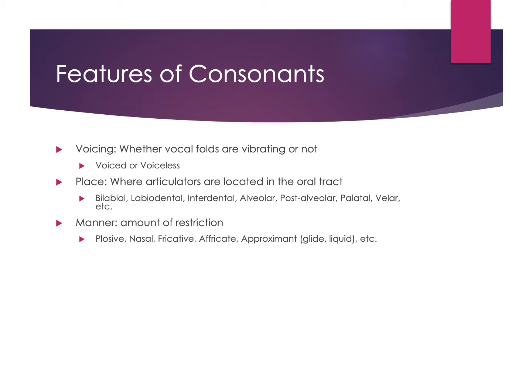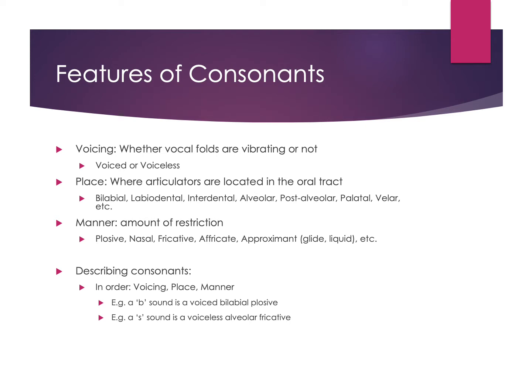And we talked about how these are the main terms that we're going to use to describe consonant sounds in languages of the world. So in order, we have voicing, place, and manner. It doesn't really matter if you use it in that order, but that is the standard that you'll typically see. So a b sound is a voiced bilabial plosive, an s sound is a voiceless alveolar fricative, same examples as the previous lecture.